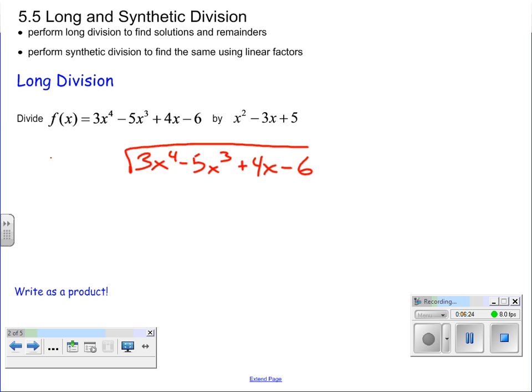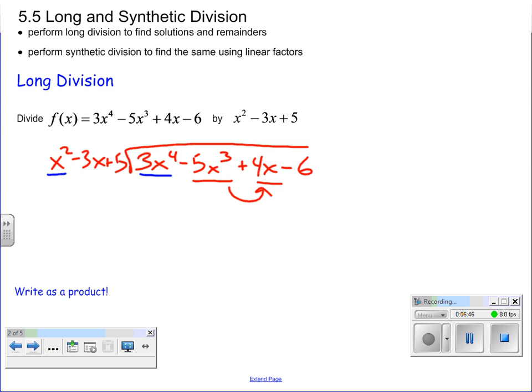And I'm going to divide it by x squared minus 3x plus 5. Okay, so what we have here is this. I'm going to divide x squared into 3x there, so it goes in there x squared times. Now notice what I did here, okay? I'm going to change my setup. So look at, I have 3x to the 4th minus 5x squared, and then it jumps to 4x.